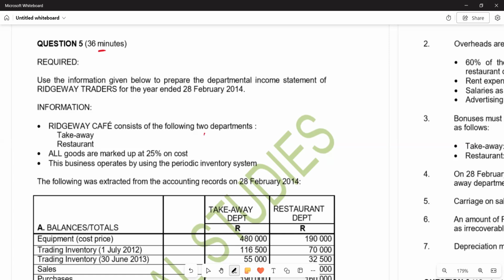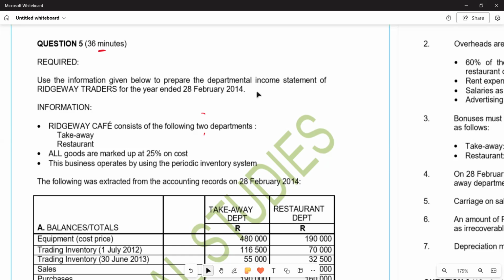The main difference that applies in this video is that the periodic inventory system opens the purchase account, so the movement of inventory is recorded in the purchase account, while the perpetual system opens the trading stock account. That is the main difference that is valid here. Below, we are given that the following was extracted from the accounting records of 20 February 2014.